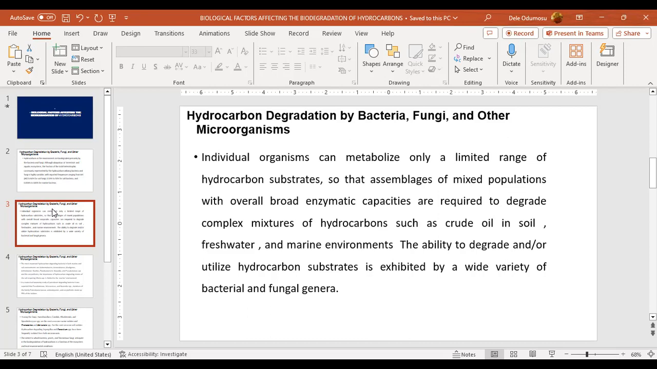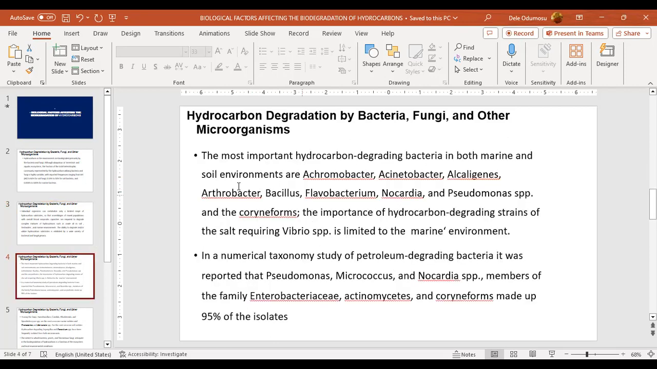So the ability to degrade or utilize hydrocarbon substrate is dependent on the variety of bacteria genera or fungi genera in the environment. The most important hydrocarbon-degrading bacteria in marine or soil environments include Achromobacter. I don't know if you have heard the name before. We have Acetobacter. We also have Alcaligenes. We have Arthrobacter, Bacillus, Flavobacterium, Nocardia, and Pseudomonas species. These are organisms that are usually encountered as hydrocarbon-degrading bacteria in both marine and soil environments.